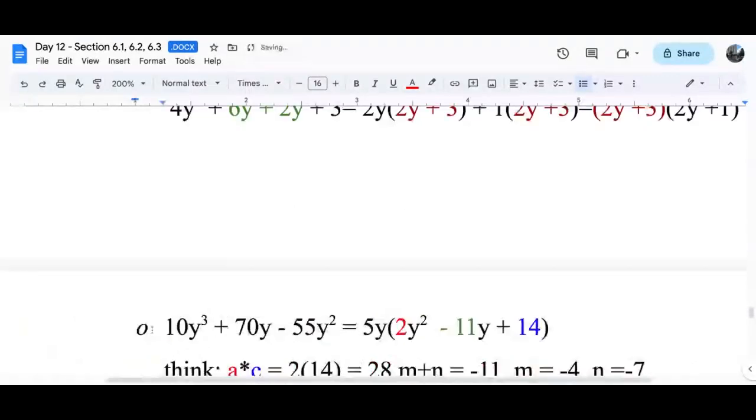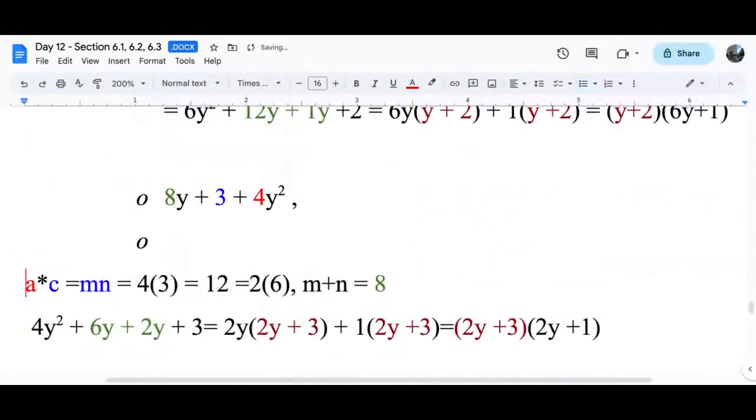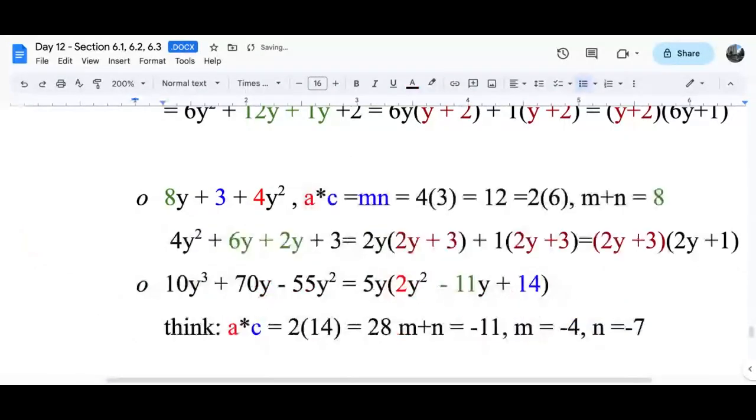So we do A times C, right? A is a number before y squared. C is a number by itself. So A times C equals m times n, which is 4 times 3, which is 12. Right? 12, because the middle term is 8y, because m plus n is 8. So we think about 12. Okay, 12, which two factors of 12 add up to be 8? It has to be 2 and 6. So we split 8y into 6y and 2y.